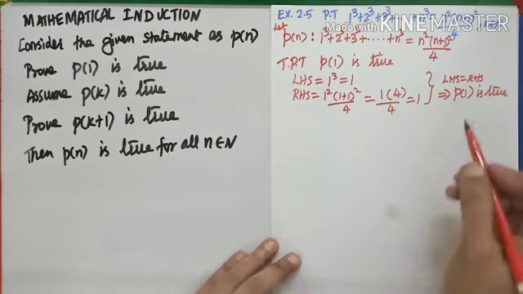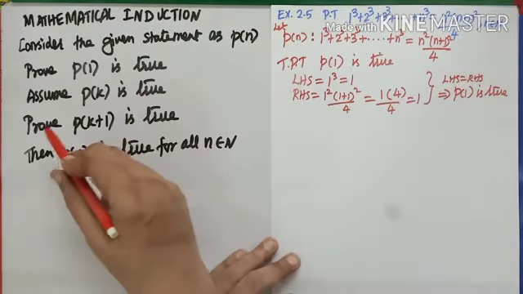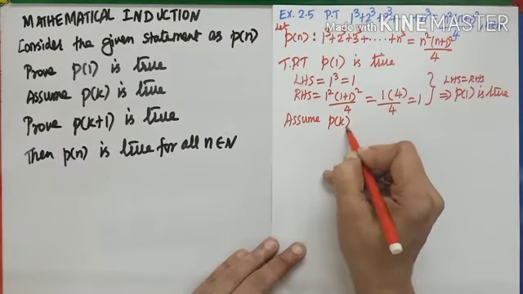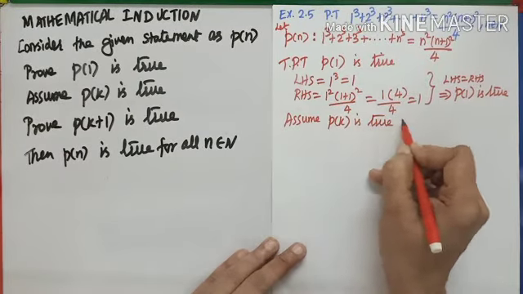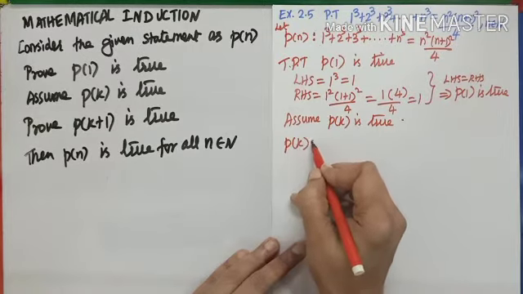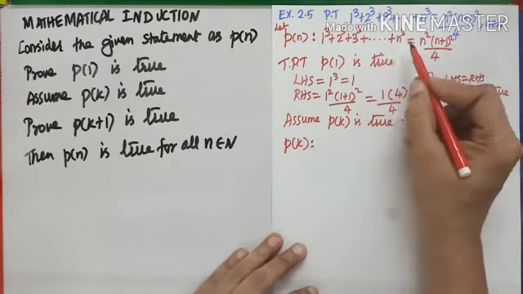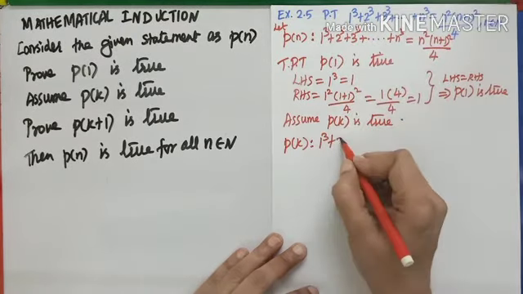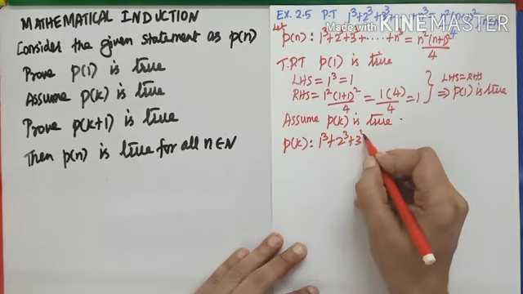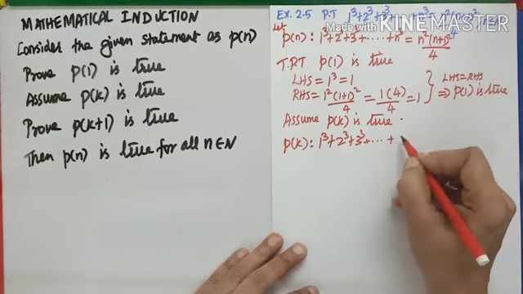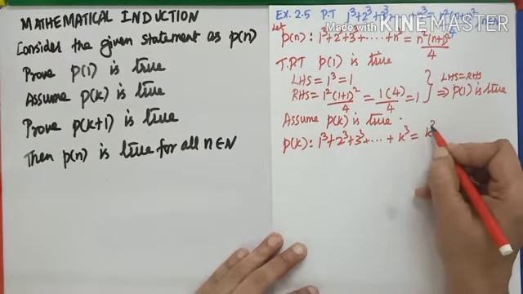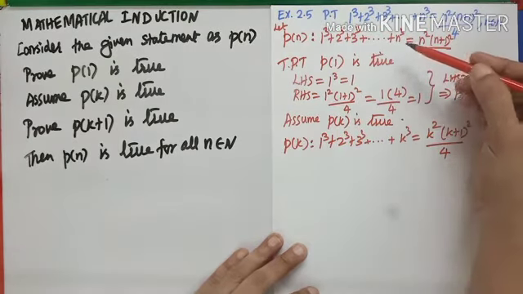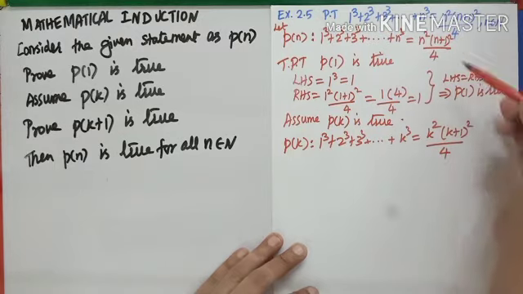Having shown P of 1, the third step, assume P of K is true. What is P of K? Again, just copy the question. Wherever n is coming, put K. So 1 cube plus 2 cube plus 3 cube and so on up to K cube equals K square, K plus 1 the whole square by 4. N becomes K. That's it.